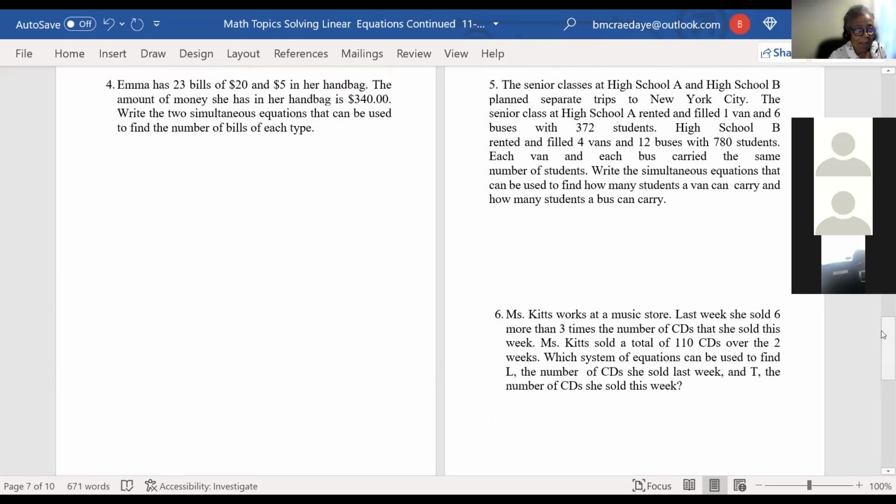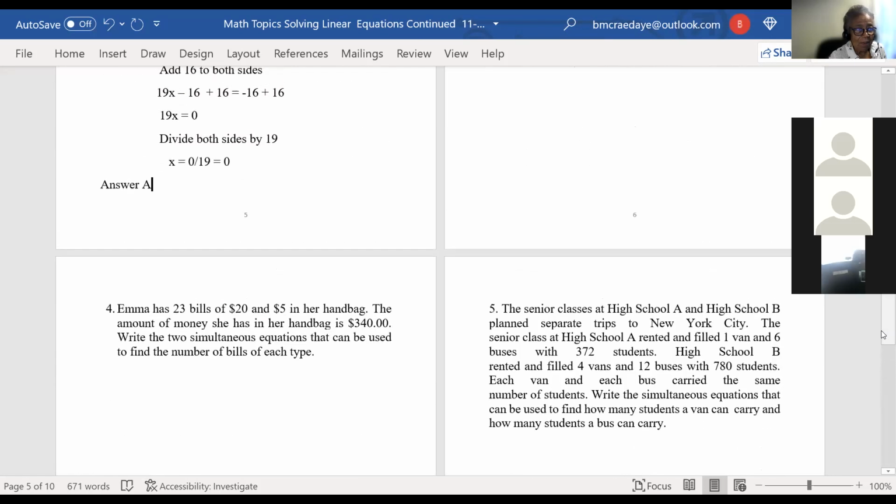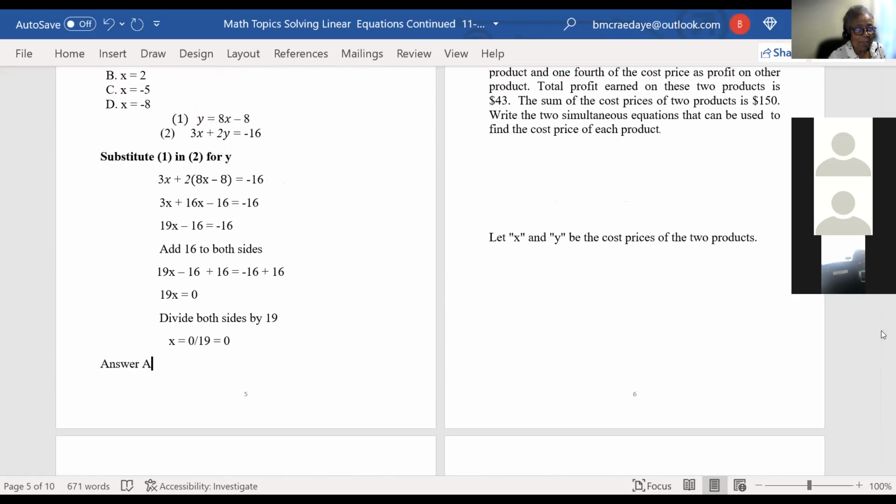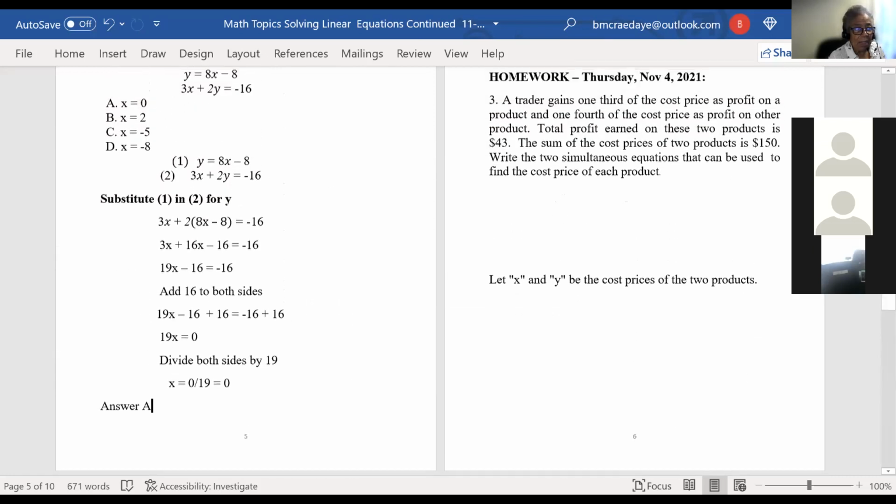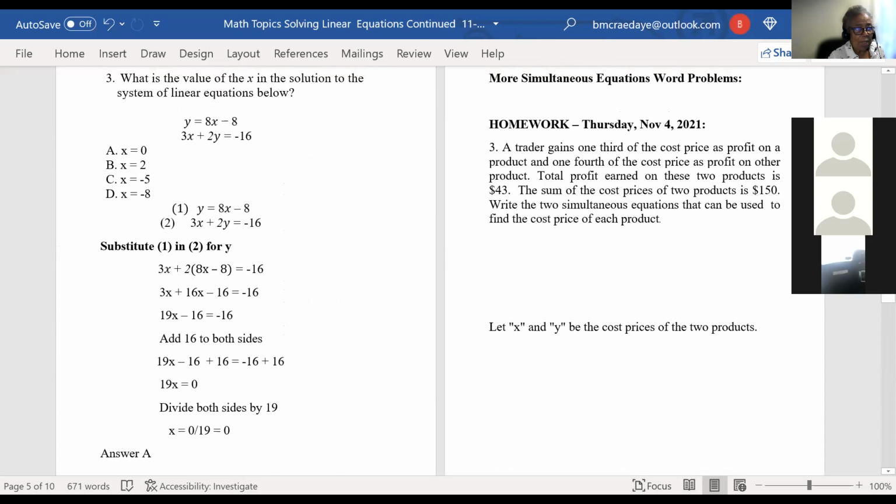Okay, I think it just said, what is the value of x? Let's see. What is the value of x in the solution to the system of linear equations below? So you have simultaneous equations, but it asks you what is the value of x. So that's what we solved for, and you should have gotten 0. Any questions on that one? Number 3.